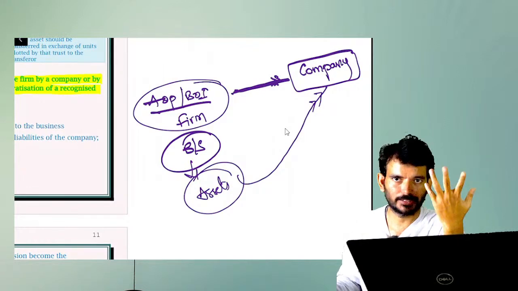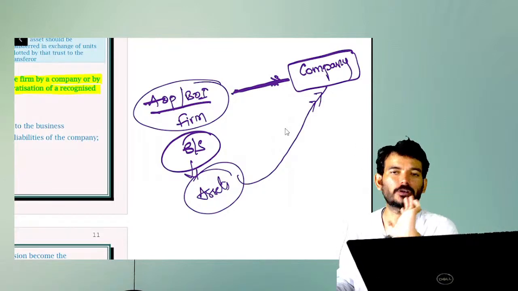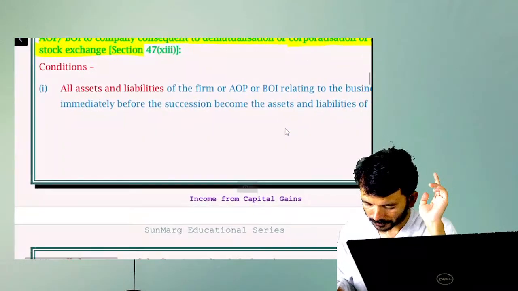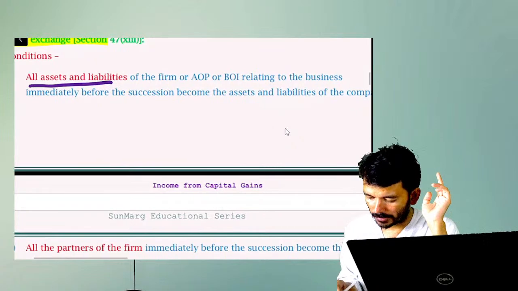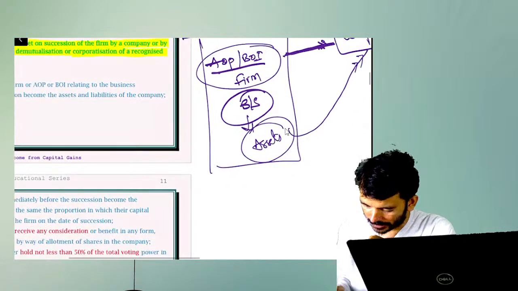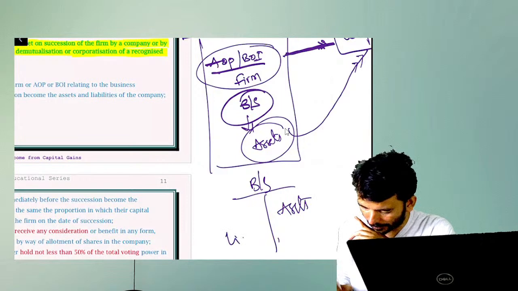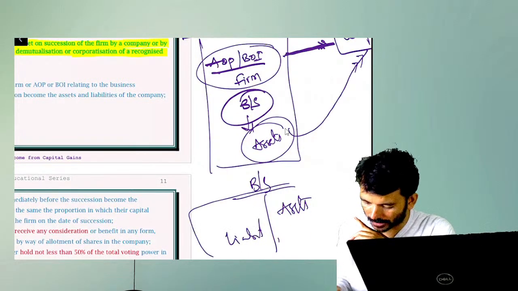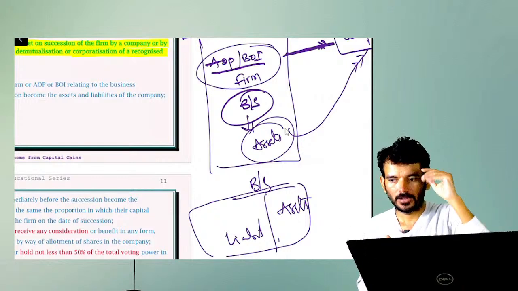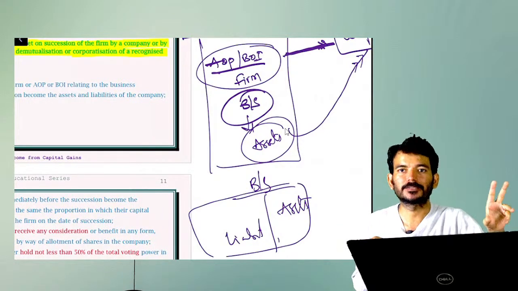They are saying it is not a transfer, but I will be giving you 5 conditions. You fulfill all these conditions, then we can say there is no transfer. You don't need to pay; the firm need not pay tax on that. All assets and liabilities before the succession should become the assets and liabilities of the company. Means in their balance sheet, whatever the assets are there, whatever the liabilities are there, everything should go to the company. It is not like you are having 20 assets, for example, and one asset you are giving to one company, another asset you are giving to another company. So it's like a sale of an asset.